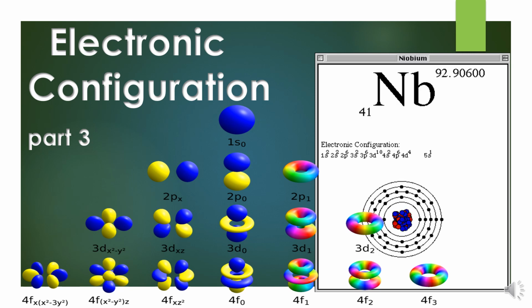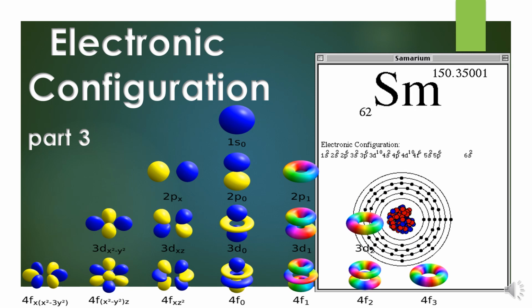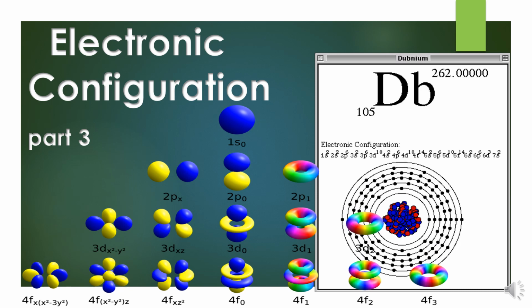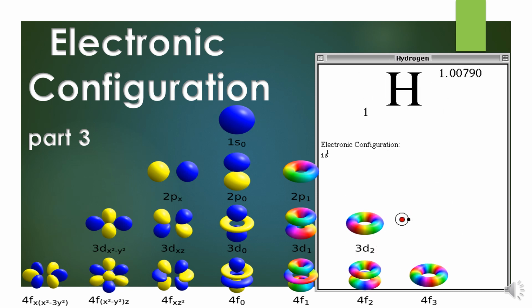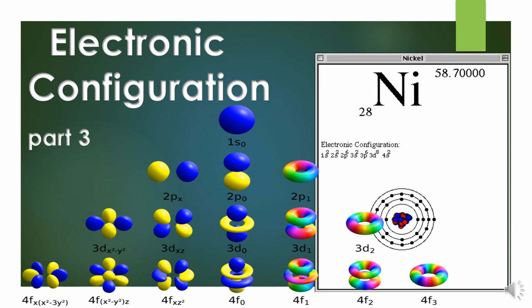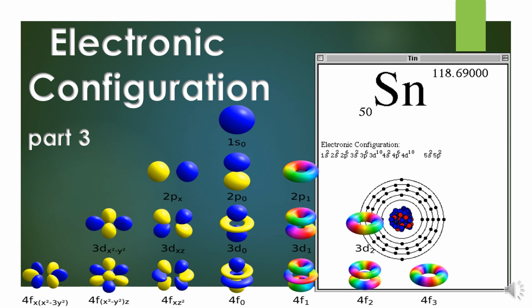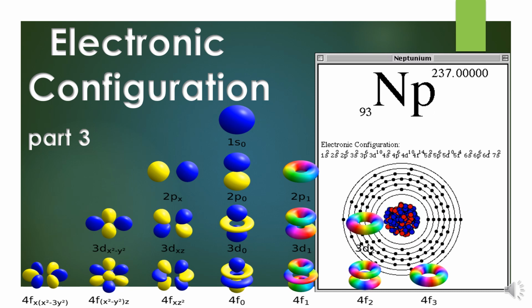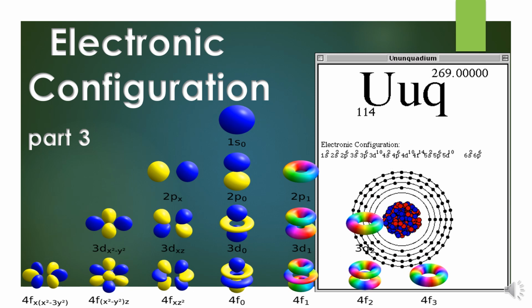Once again, I'm here to discuss with you electronic configuration. And today we'll discuss electronic configuration of higher elements after atomic number 30. So let us see how you can predict and how you can write electronic configuration for higher elements.